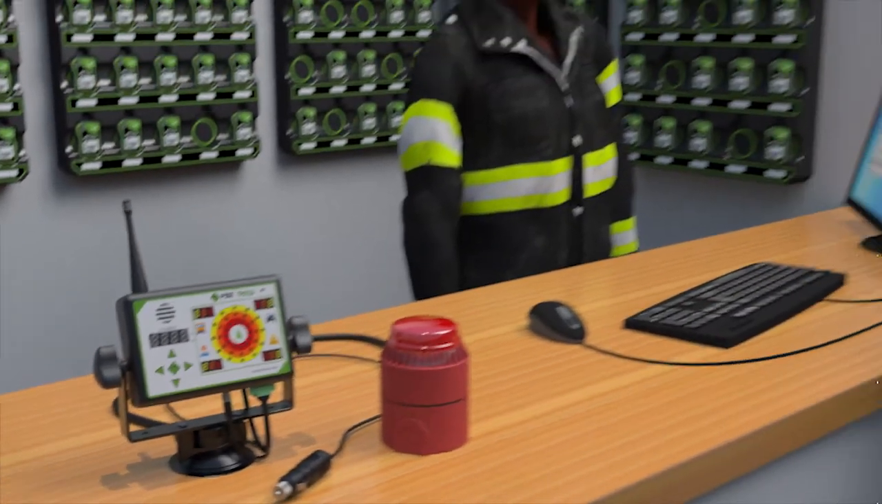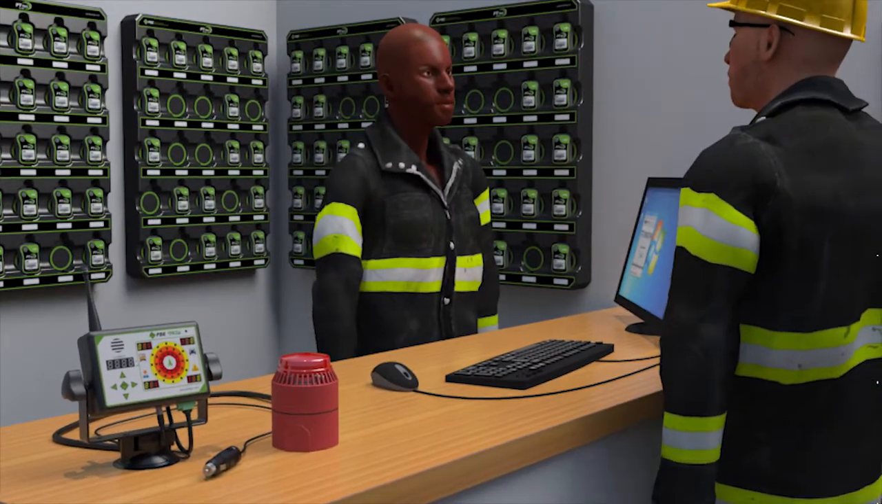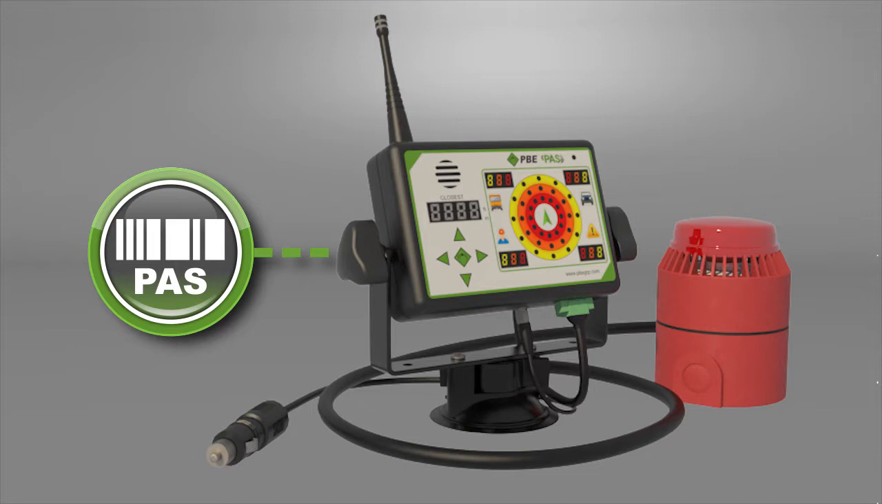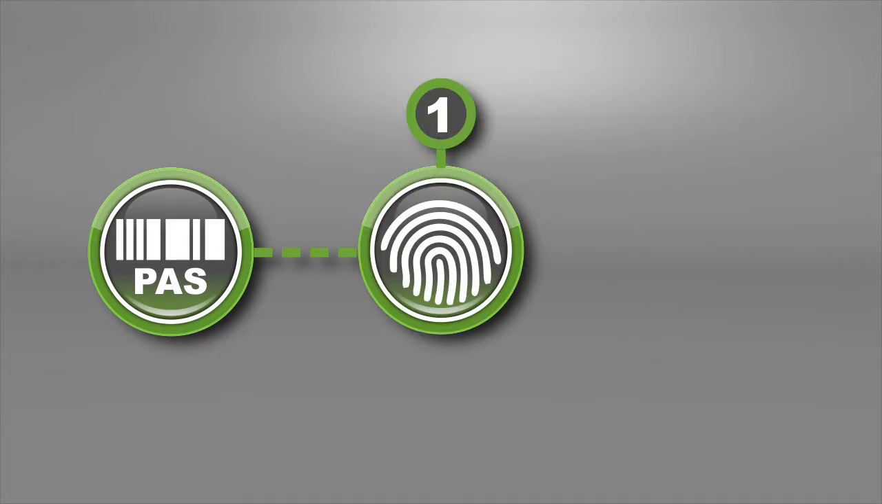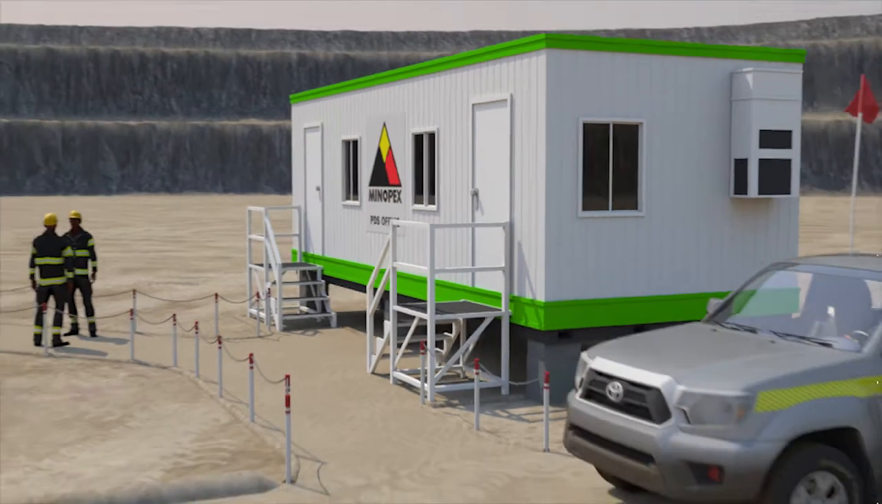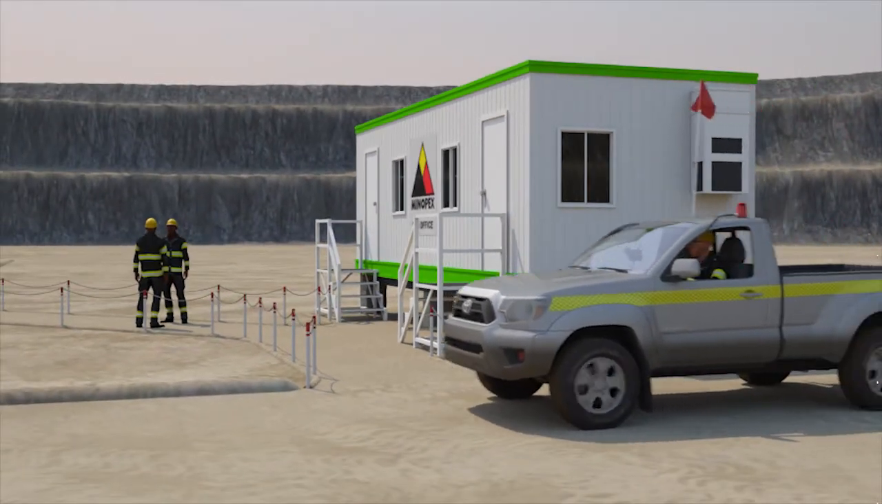Return your visitor's PAS unit to the issuing station. The issuing station operator will scan the visitor's PAS unit into the system. To complete the process, your index finger will be scanned to remove the PAS unit from your unique ID. You have now successfully returned your PAS unit and can proceed to the exit.